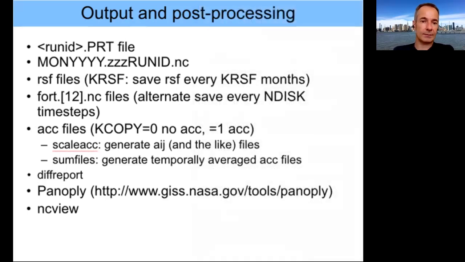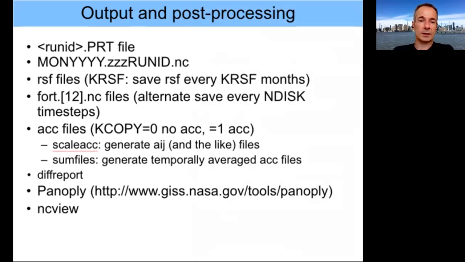Then we have the ACC file that I mentioned earlier, the accumulation file. You can control whether you save that or not with the kcopy flag in the rundeck. Kcopy equals 0 says don't save it, which is kind of a weird choice because then you have no output. And equals 1, which is the default, saves it.